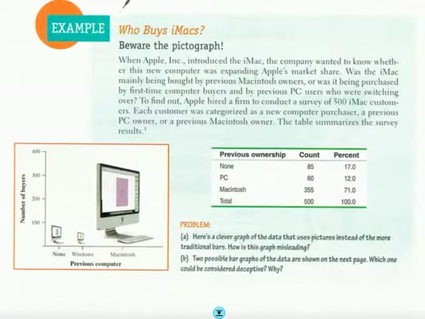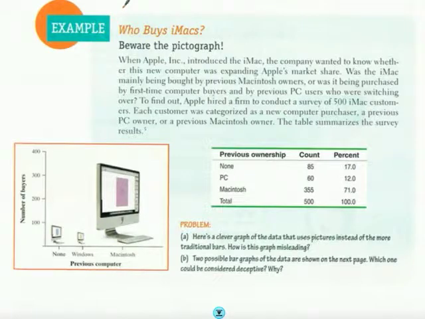All right, so this picture gives us an idea of who buys iMacs. When Apple Incorporated introduced the iMac, the company wanted to know whether the new computer was expanding Apple's market share. Was the iMac mainly being bought by previous Macintosh owners, or was it being purchased by first-time computer buyers and by previous PC users who were switching over? To find out, Apple hired a firm to conduct a survey of 500 iMac customers.